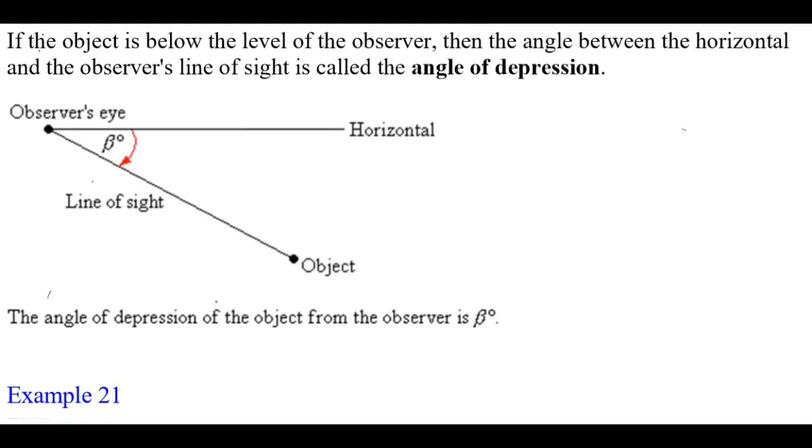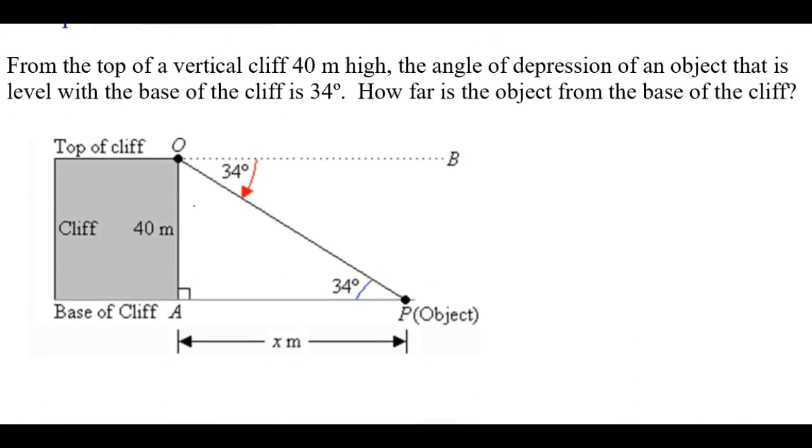Likewise, if the object is below the level of the observer, the angle between the horizontal and the observer's line of sight is called the angle of depression. So if you're the observer standing above the horizon, looking down, your line of sight to an object below you, think of being up on a hill and looking down at a boat in the sea or something like that, the angle that's created is the angle of depression. Let's look at an example.